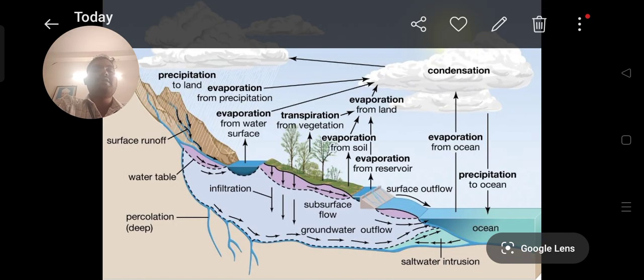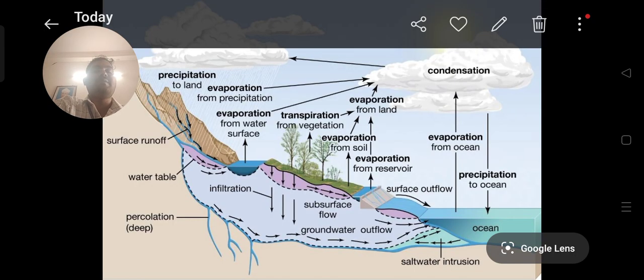Likewise, infiltration and percolation create a subsurface runoff, and finally the water reaches the oceans itself, and again the cycle continues without any disturbance in the hydrological cycle. If there is a disturbance, we get droughts.